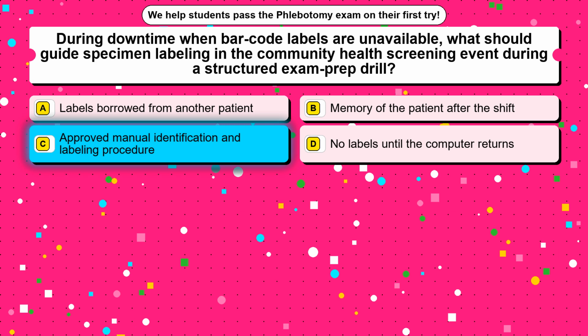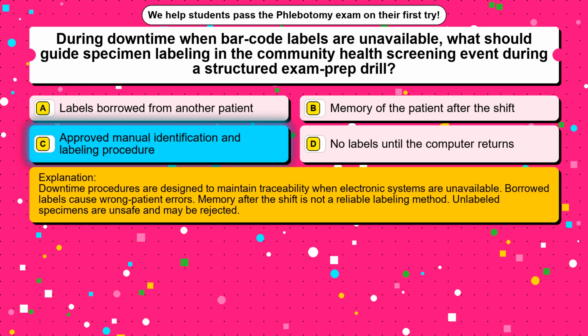The correct answer is option C. Approved manual identification and labeling procedure. Downtime procedures are designed to maintain traceability when electronic systems are unavailable. Borrowed labels cause wrong patient errors. Memory after the shift is not a reliable labeling method. Unlabeled specimens are unsafe and may be rejected.